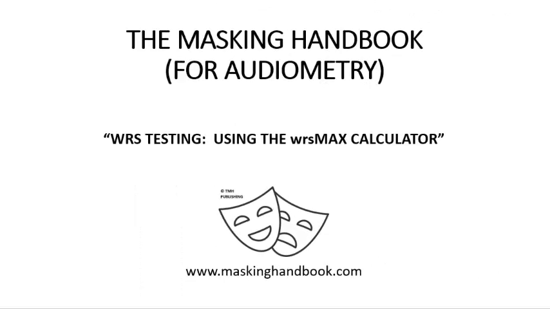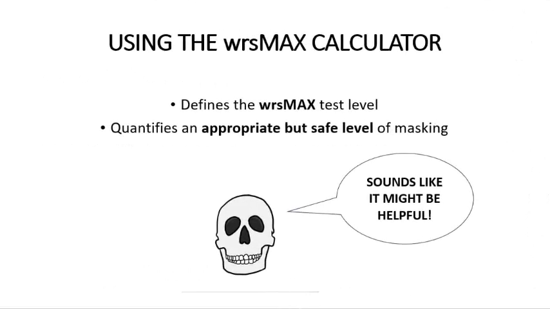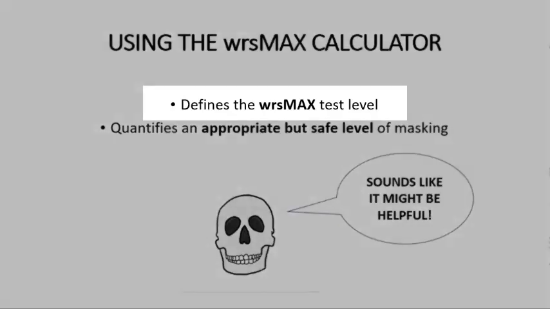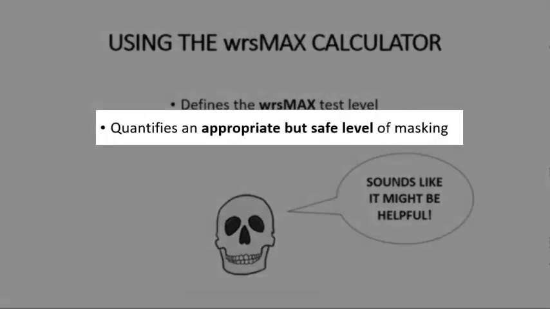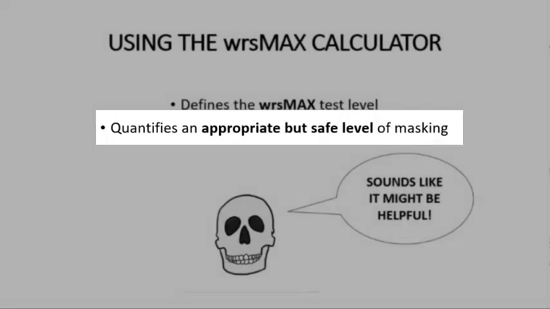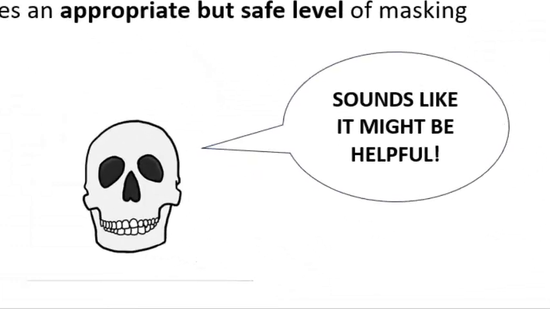In this video, we'll be looking at word recognition score testing, how to use the wrsMAX calculator. We just need to enter two pieces of audiometric information into the wrsMAX calculator, and we can determine the following values. The calculator defines a maximum WRS test level, and it will also quantify an appropriate but safe level of masking. This sounds like it could be helpful.